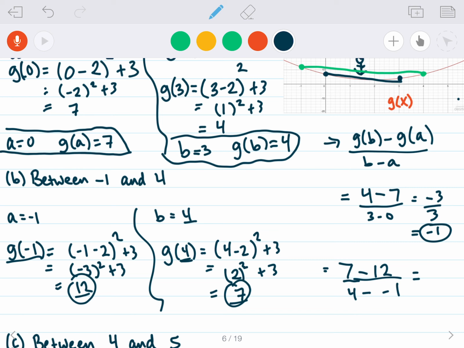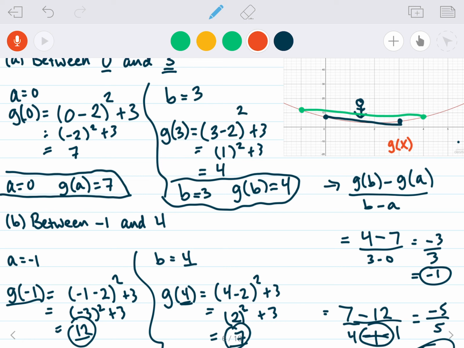And so 7 minus 12 is going to give us negative 5. And down here, those double negatives become a positive, so this becomes 4 plus 1, which is 5. Negative 5 over 5 is negative 1. So the answer to part B is also negative 1.